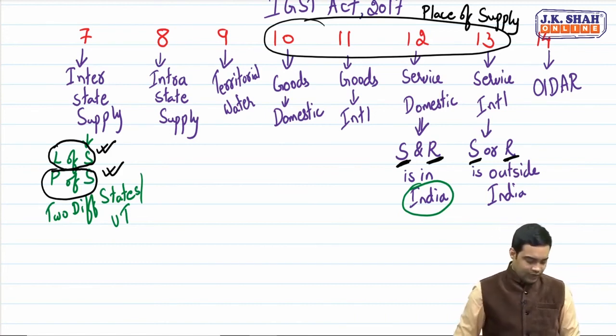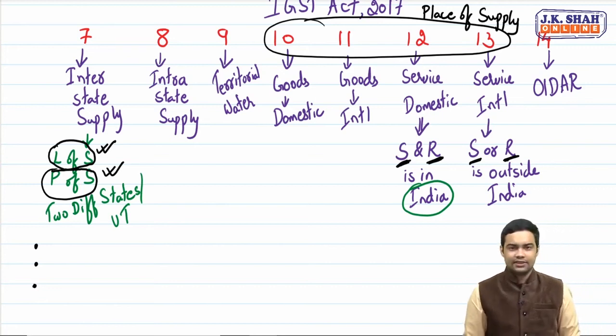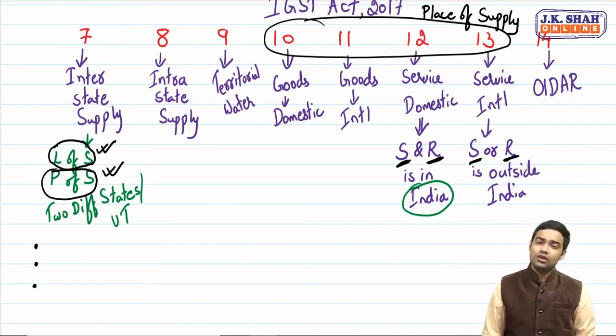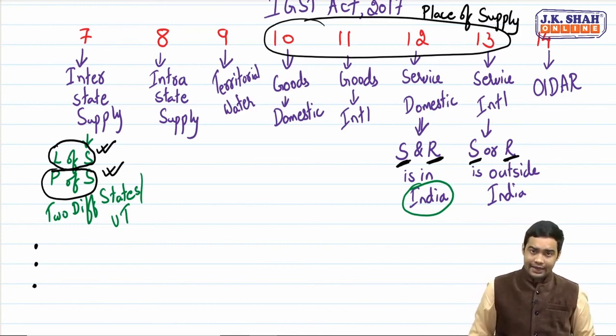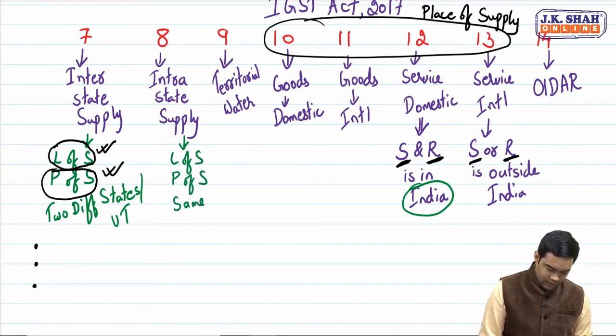Now, it also says that three other transactions will always be considered as interstate supply. That means 7 is much more powerful compared to 8. Section 8, when we talk about intrastate supply, it says location of supplier and place of supply, if these two are in the same state or union territory, then it would be considered as an intrastate supply.